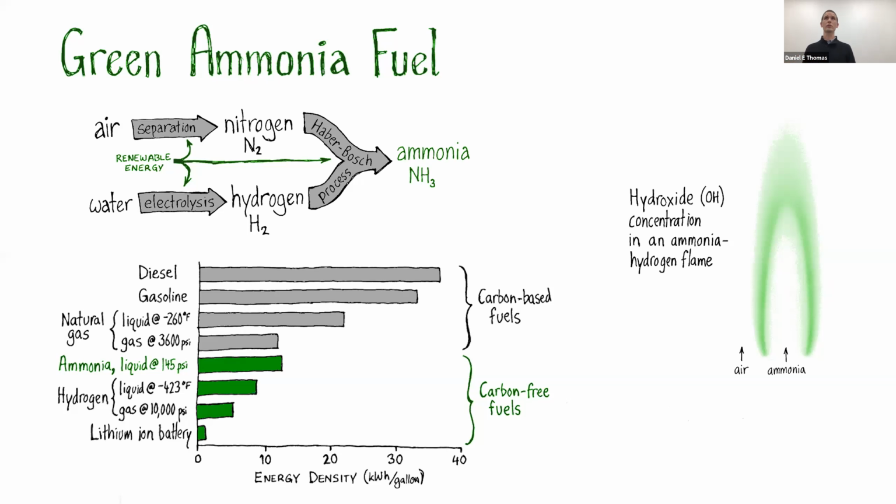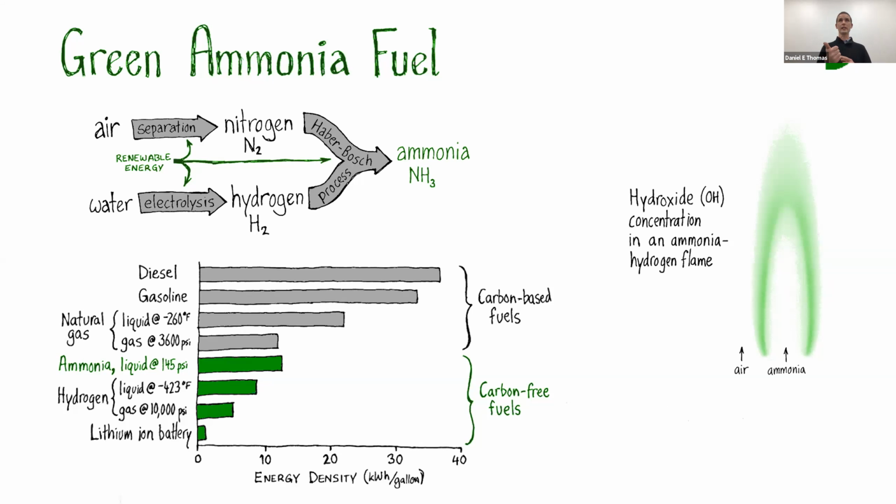Now, hydrogen has also attracted a lot of attention as a potential green carbon-free fuel, but hydrogen is hard to store and has a low energy density, even when stored as a liquid at minus 423 Fahrenheit. But if this hydrogen is reacted with nitrogen to make ammonia, it can be stored as a liquid at low pressure, just like propane. Green solar or wind energy can be used to separate nitrogen from air and hydrogen from water, and then combine them to form ammonia, as you can see in my flow chart. The resulting green ammonia could be used on demand as a carbon-free renewable fuel.